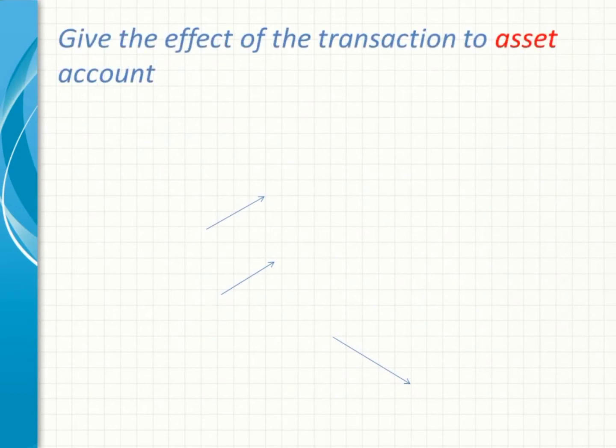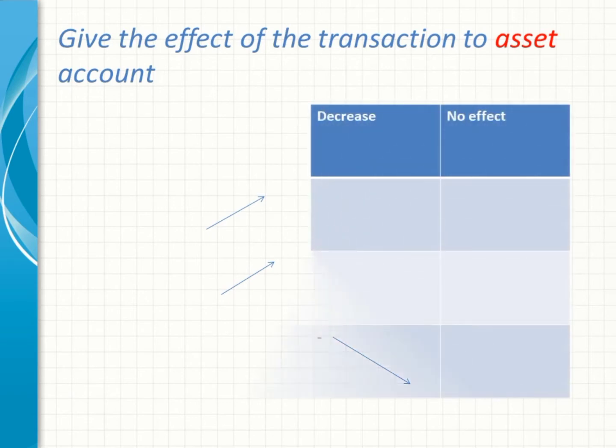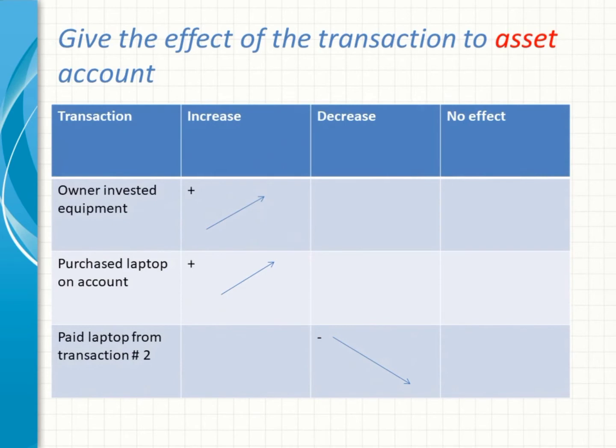Now, let us give the effect of the transaction to asset account. So, for this example, we will focus on the asset account, the other side of the accounting equation. For the transactions, number 1, owner invested equipment. So, the owner invested equipment. What will happen to the asset account? Okay. So, in the asset account, there will be an increase.